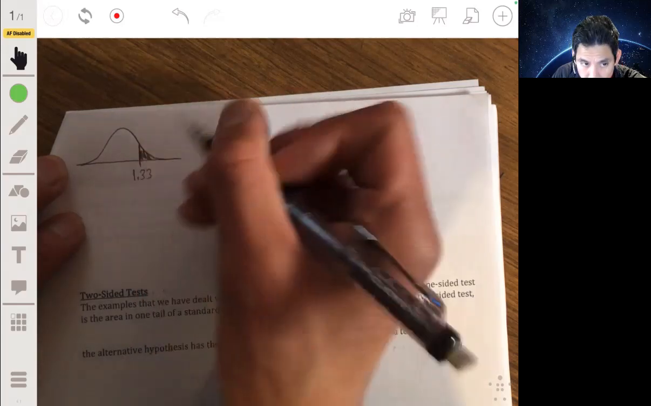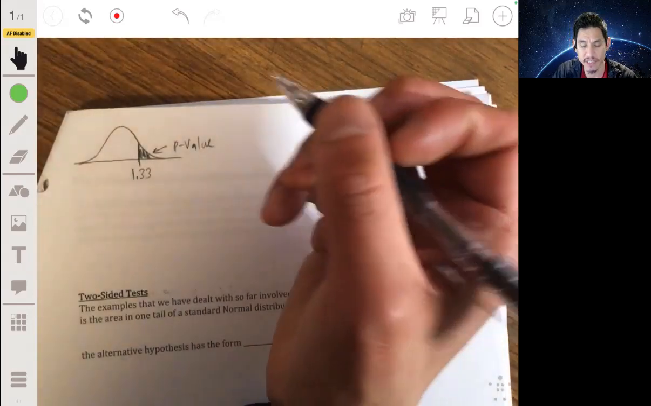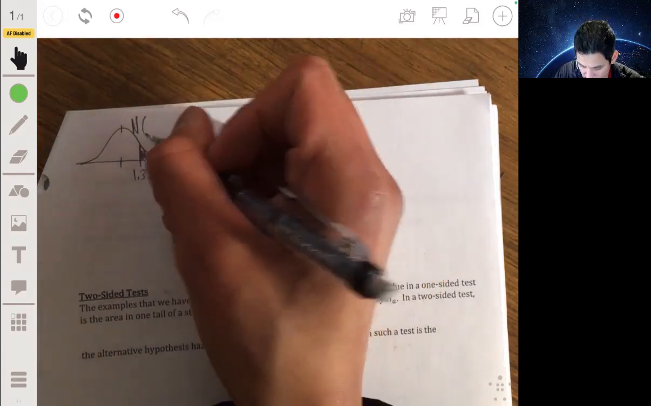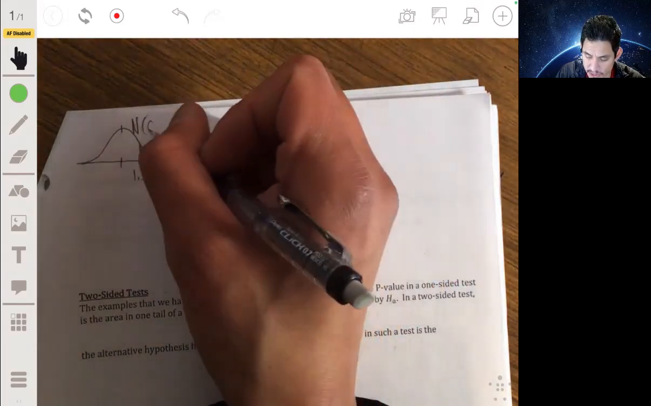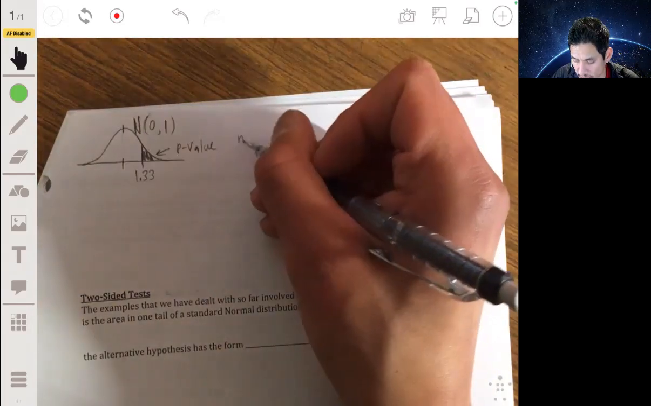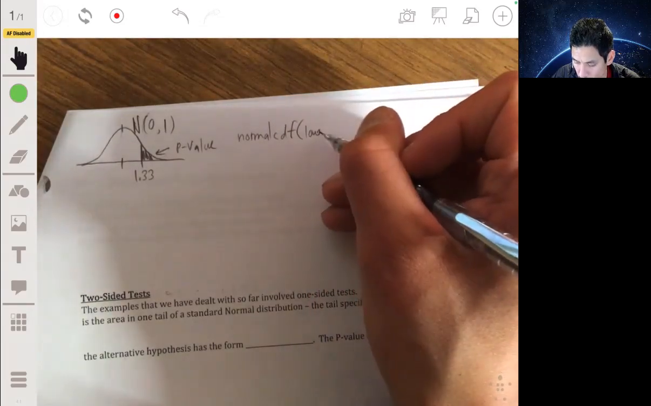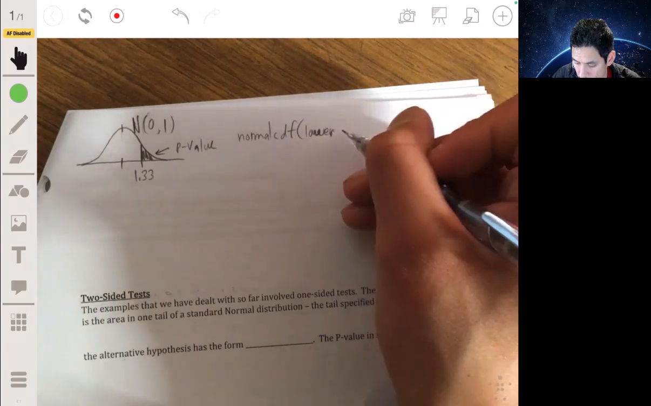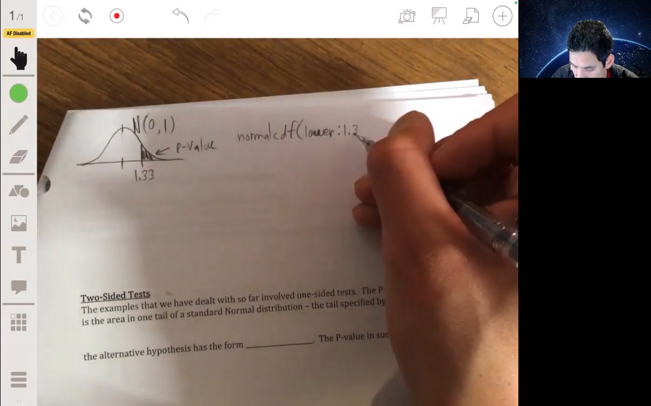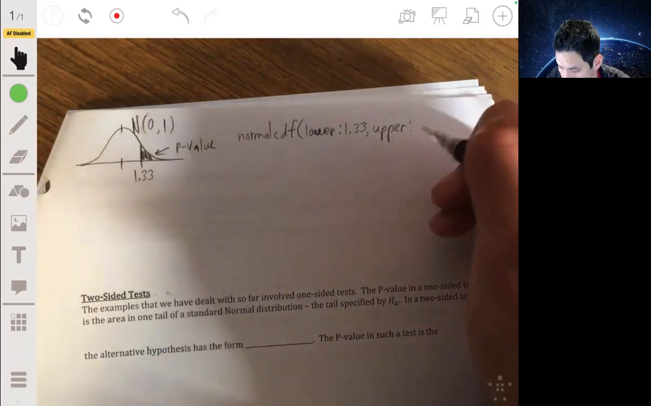So we want to find this area here. Like, what would this p-value be? And this is standardized already. This is the standardized z-score essentially, for this first type of significance test. That means the mean is 0, standard deviation is 1. So we can just basically use technology, normal CDF. Our lower bound would be 1.33. Our upper bound, just make it like infinity or a billion, whatever.